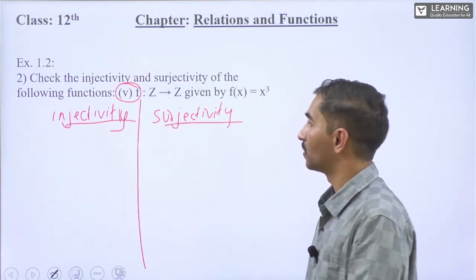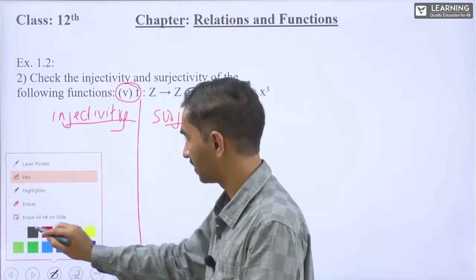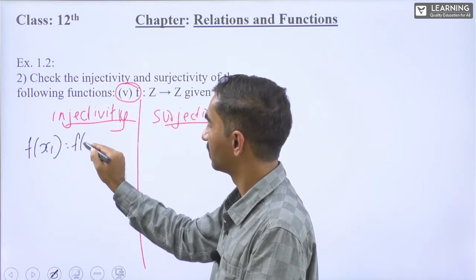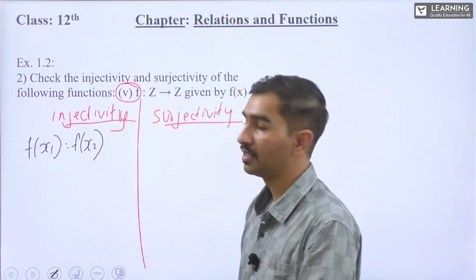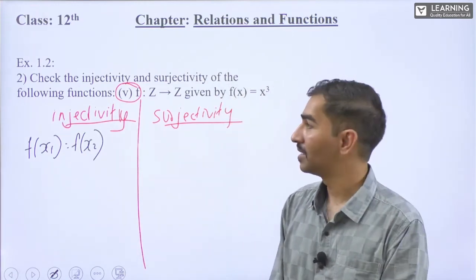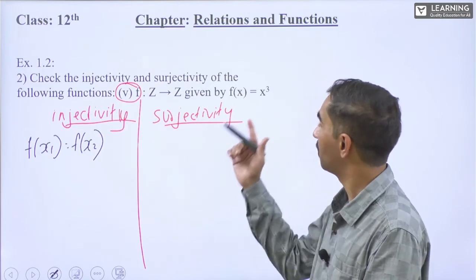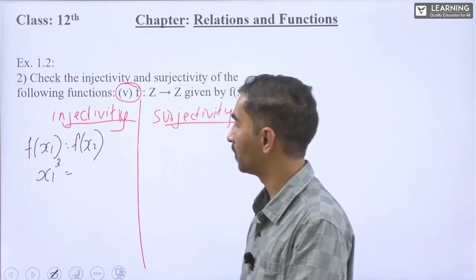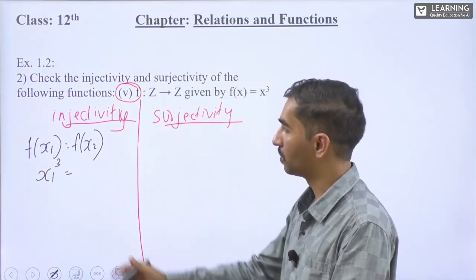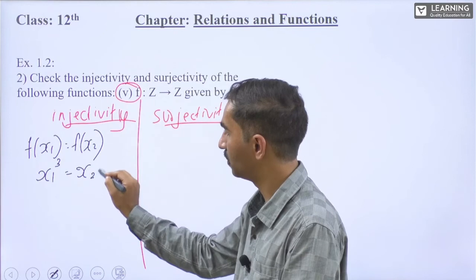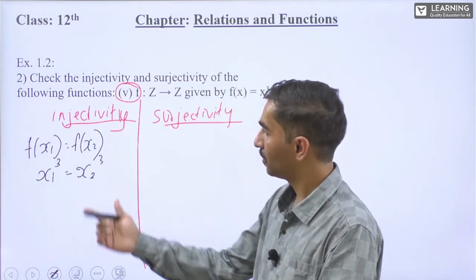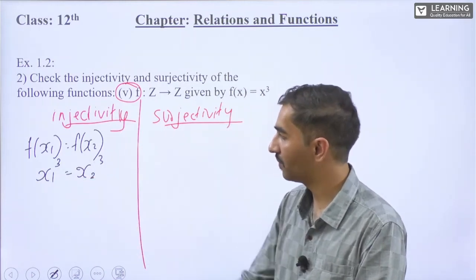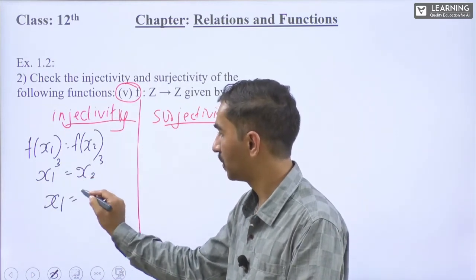Okay, so how do we start with injectivity, students? Start with f of x1 is equal to f of x2. Correct. Now what is f of x1? f of x1 is nothing but x1 cube, which is equal to f of x2, which is nothing but x2 cube. So if you take cube root on both the sides, cube root of this and cube root of this, we'll be getting what? x1 will be equal to x2. That is it.